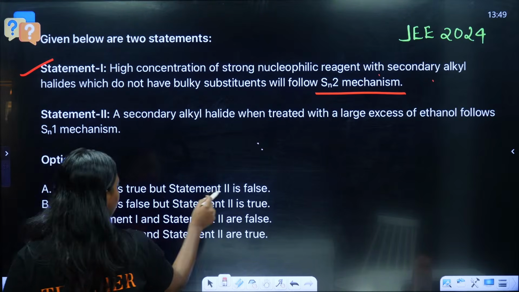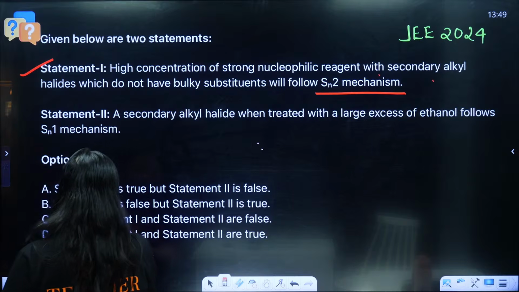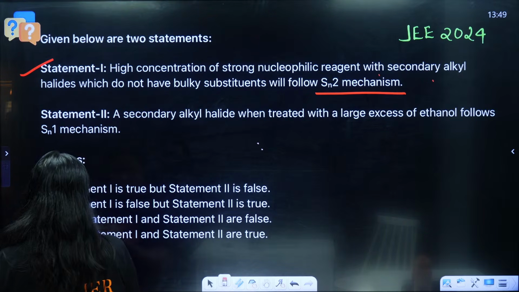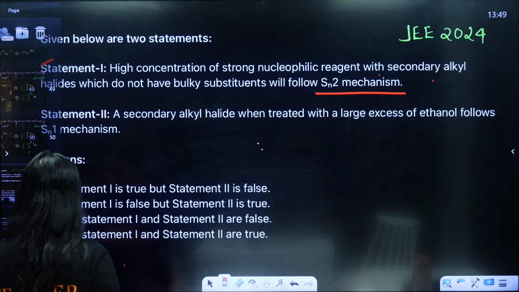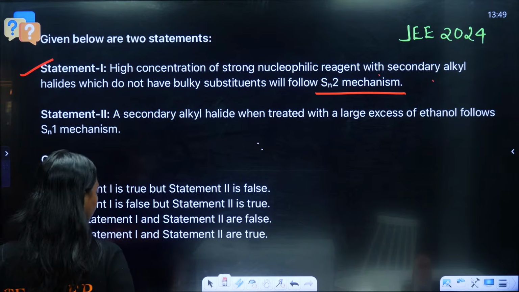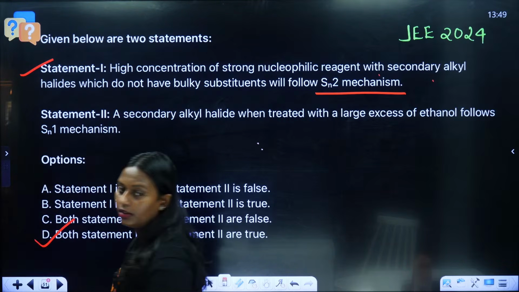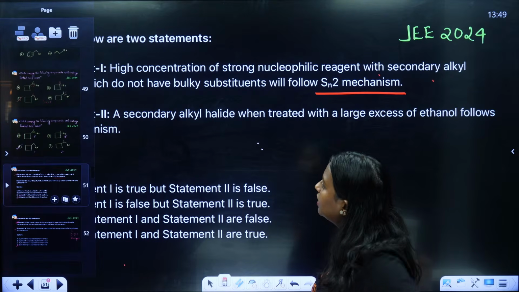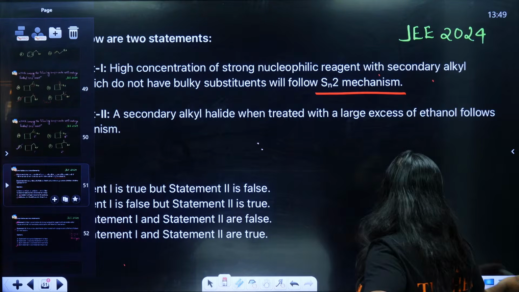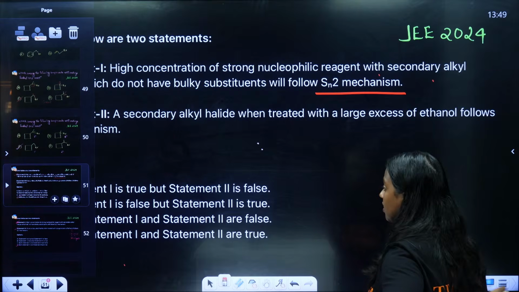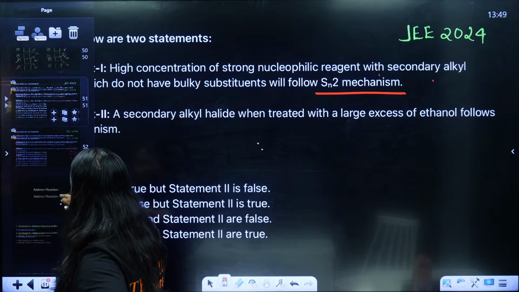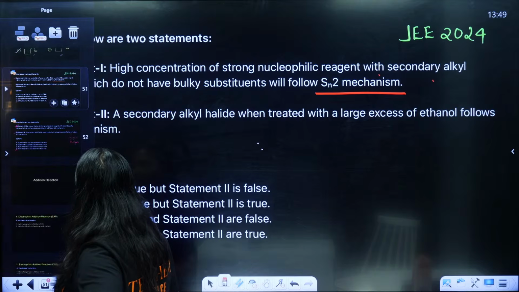Statement 1 is true. Both statement 1 and 2 are true. Okay, both statements 1 and 2 are correct only. Then what is next? Some glitches there. Then we are moving to addition reaction.